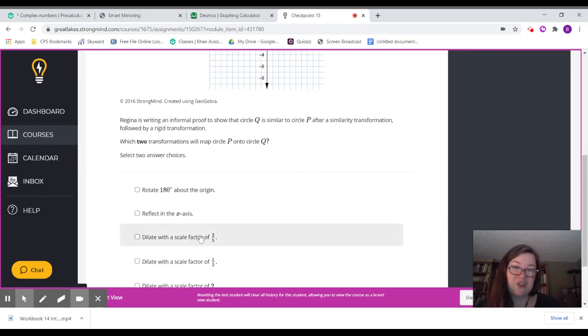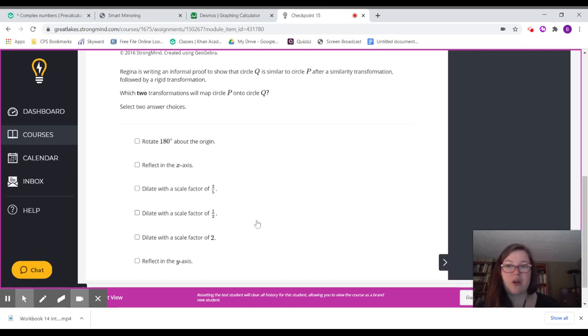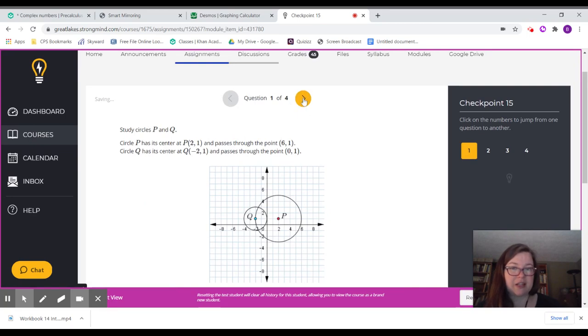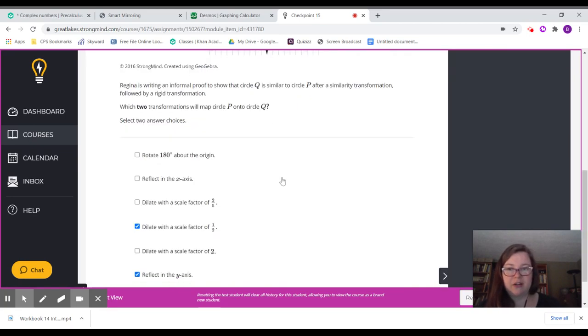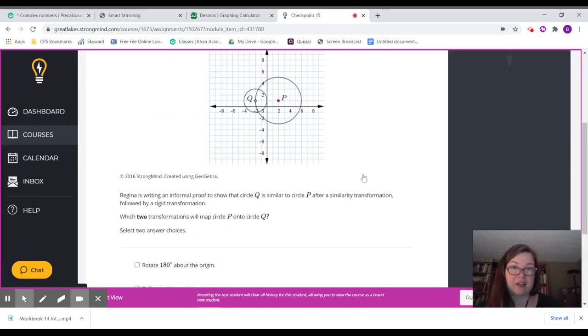Dilate with a scale factor 2/5. Well, let's see, this is 4 right here, and that's 2 right there. 2/5 is not going to get us to 4, but 1/2 would. 2 would make it too big. We can reflect it across the y-axis. There we go. So that was the answer we had. Let me go over here again. Dilate with a scale factor of 1/2 and reflect over the y-axis.